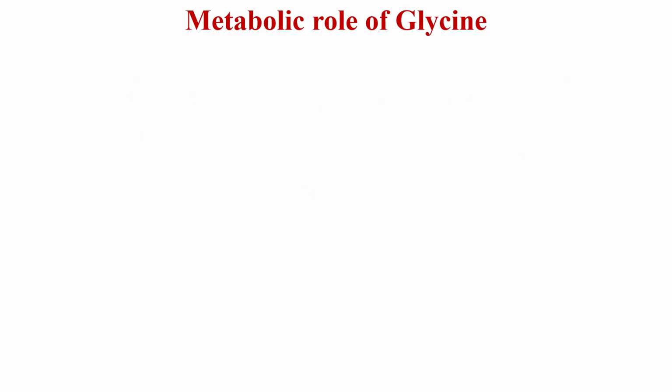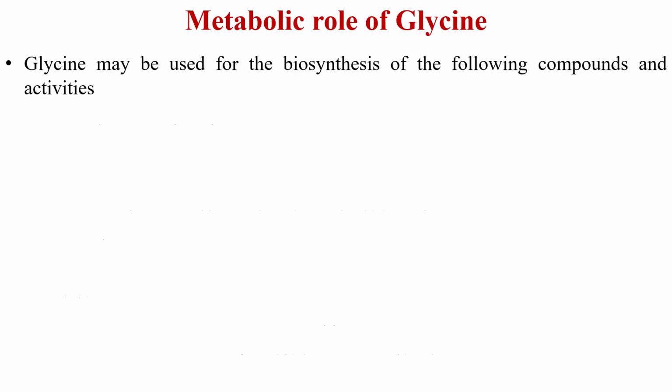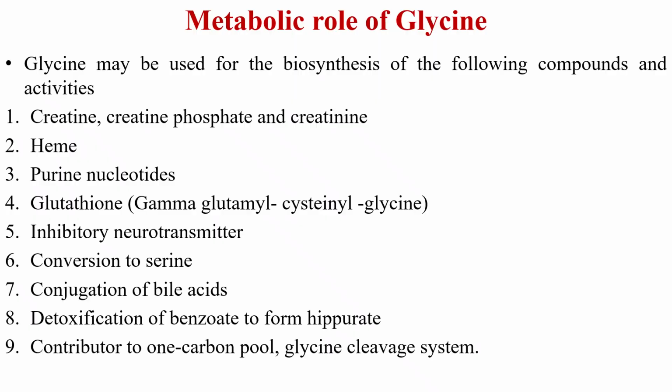What is the major metabolic role of glycine in our body? If you see, there are various products that are synthesized from glycine. We'll see them one by one. First is the formation of creatine phosphate and creatinine. Next, heme can also be synthesized from glycine, as well as purine nucleotides, glutathione, inhibitory neurotransmitter, and conversion back to the serine.